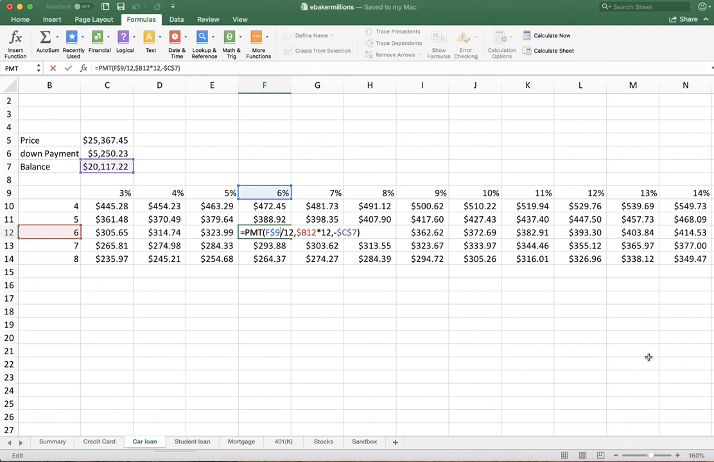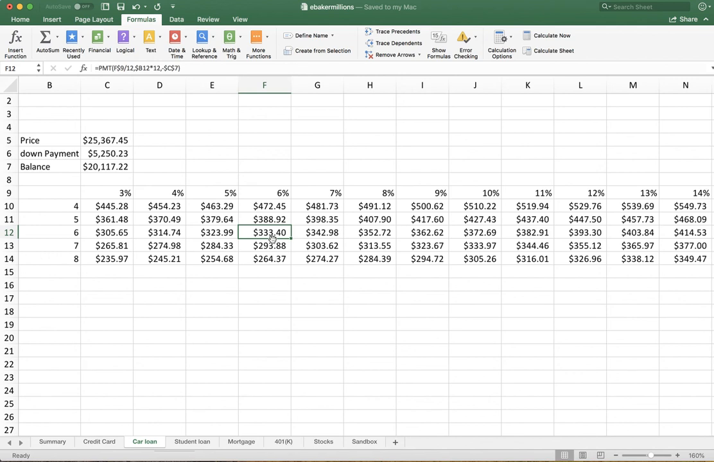It's got all the color coding. It's pointing to the right numbers. Everything's good. And again, in this case, I get the answer that if I take a 6-year loan at 6%, and I have to pay $20,117.22, I will need to pay $333.40 per month in order to get that paid off in that time period. Okay, so that's the scenario for a car loan.